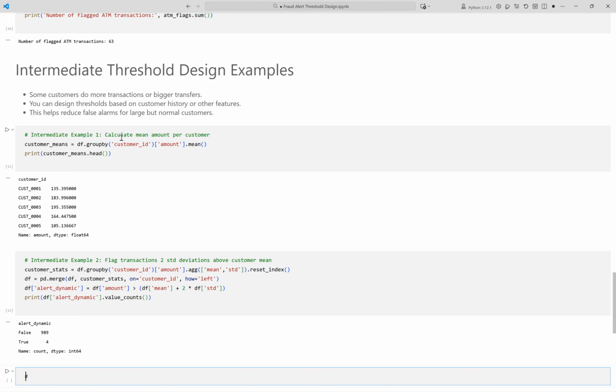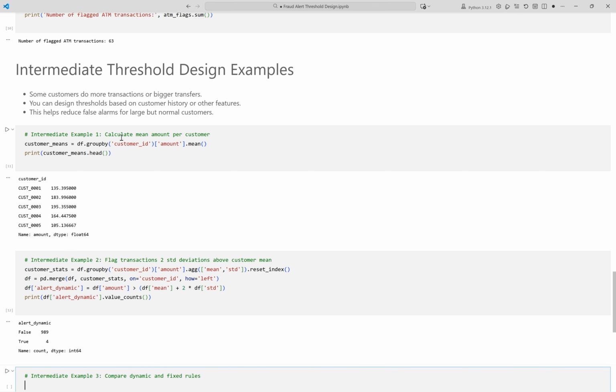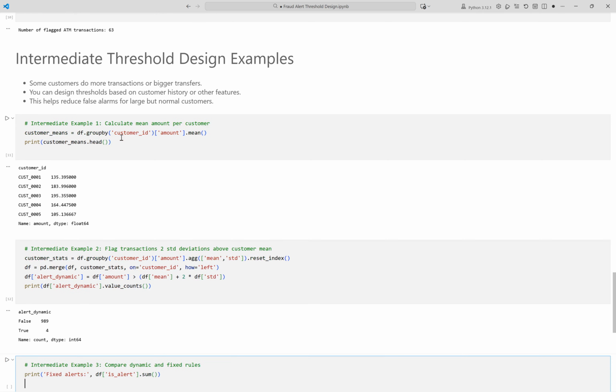We print the number of flags using the fixed rule. We print the number using the customer-adjusted dynamic rule.